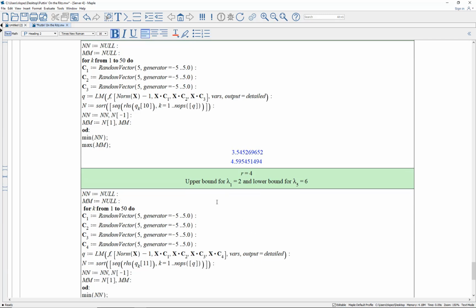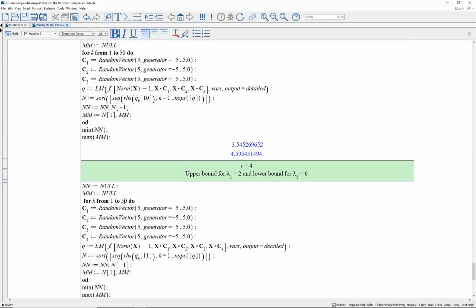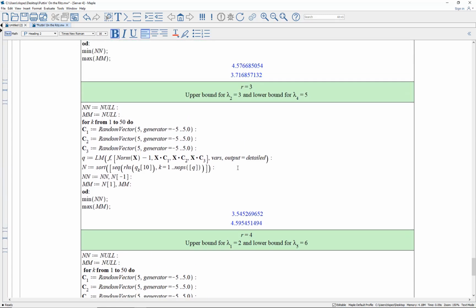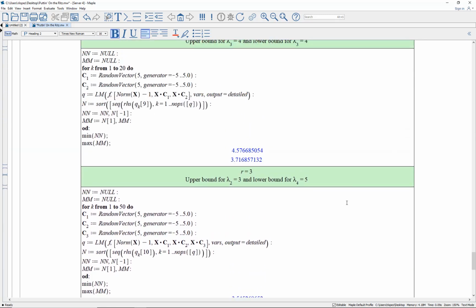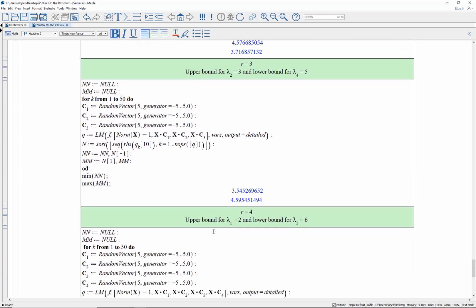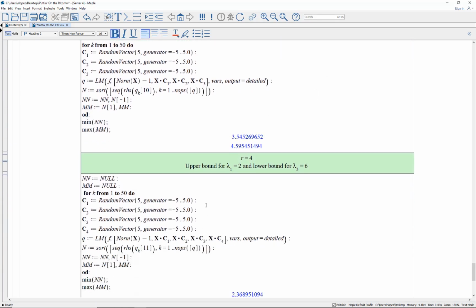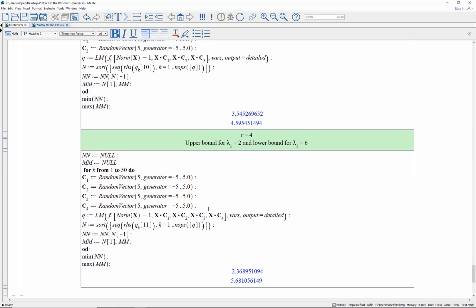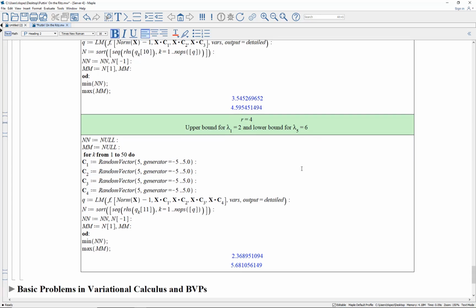Did it one more time. Now you'll notice that here and here I had to repeat the experiment more times to get a reasonable accuracy. So instead of 20, I had to go to 50 different sets, but the process is the same. And here I'm pushing down on 2 and up against 6.